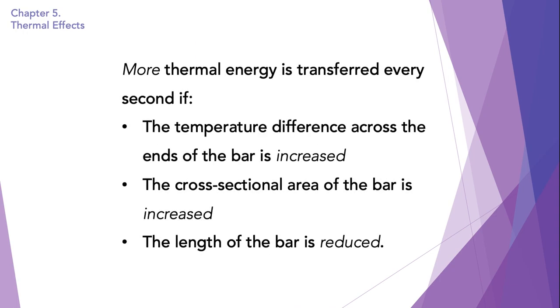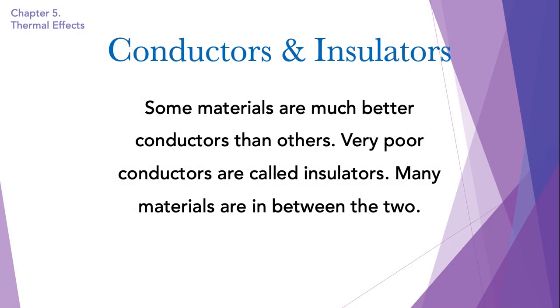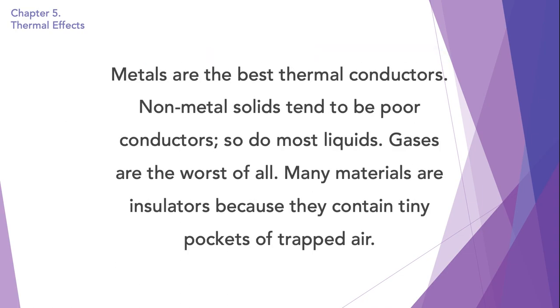Now that we've understood conduction, we can understand conductors and insulators as well. Now this is pretty easy to understand. Some materials are much better conductors than others, but some conductors are very poor, so they are called insulators. Many materials are in between the two. They are called semiconductors. Examples of conductors are metals. Metals are the best thermal conductors, but non-metal solids tend to be poor conductors. So do most liquids. Gases are the worst of all.